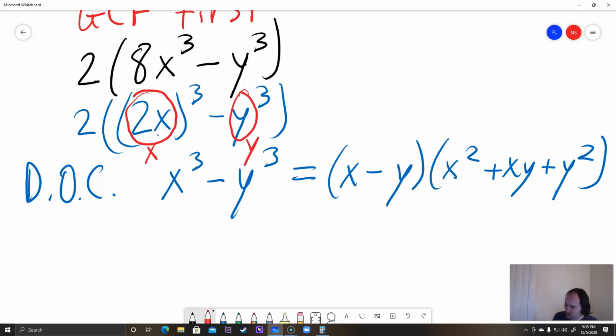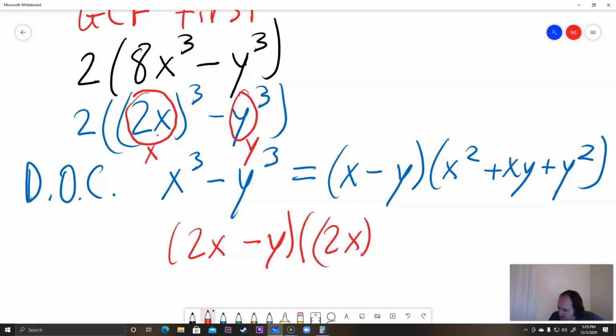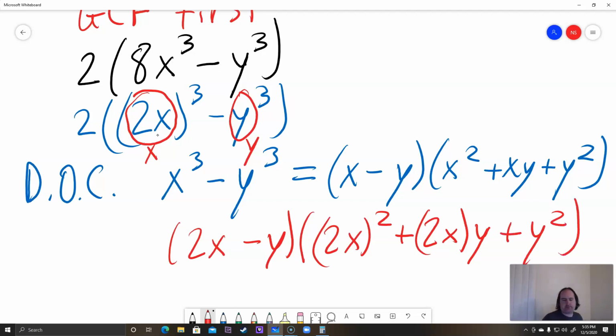So plugging in here, instead of x minus y, we're actually going to have 2x minus y times, well, instead of x squared, we're going to have 2x squared, plus, instead of xy, we're going to have 2x times y. And then because y is the same as y, we're still going to have a plus y squared. Okay, so there's the difference of cubes. We plugged everything in, and then we have to simplify this just a little bit.